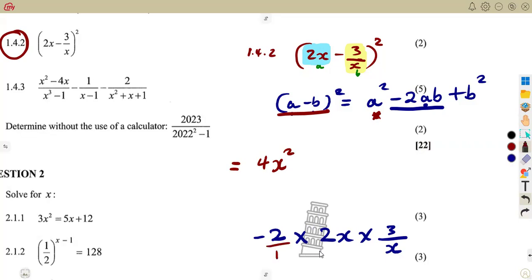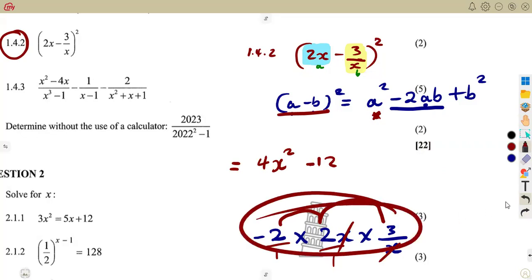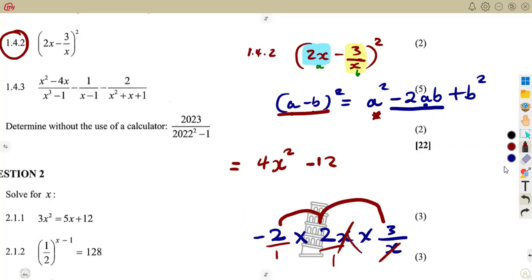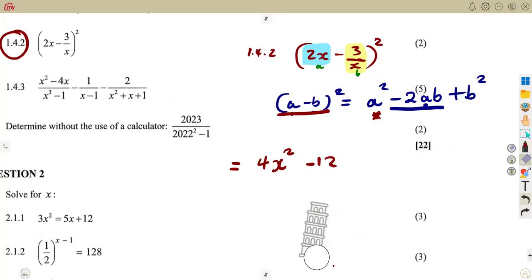This is same as 1 over 1. So the x and the x can cancel. You multiply minus 2 times minus 2. That's minus 4 times 3, which is minus 12. So that will be minus 12 there. There's no x. X is cancelled. So it's minus 12.